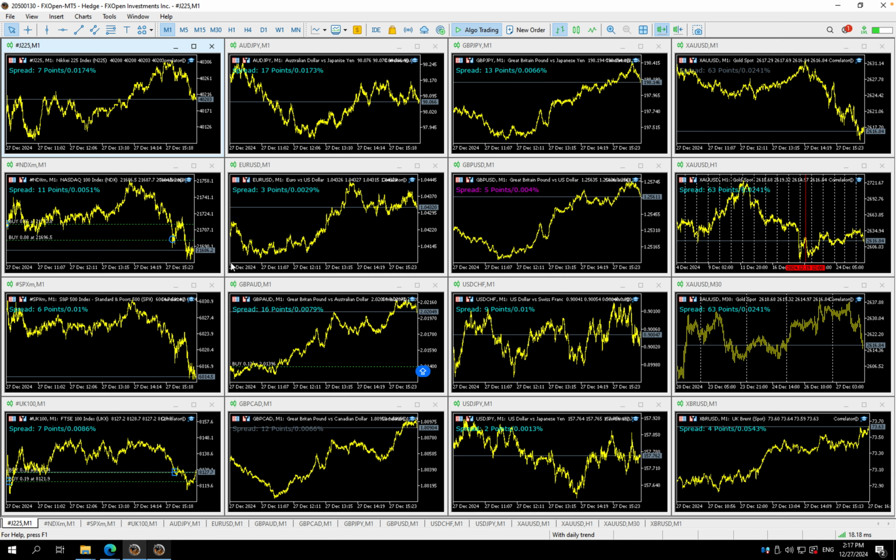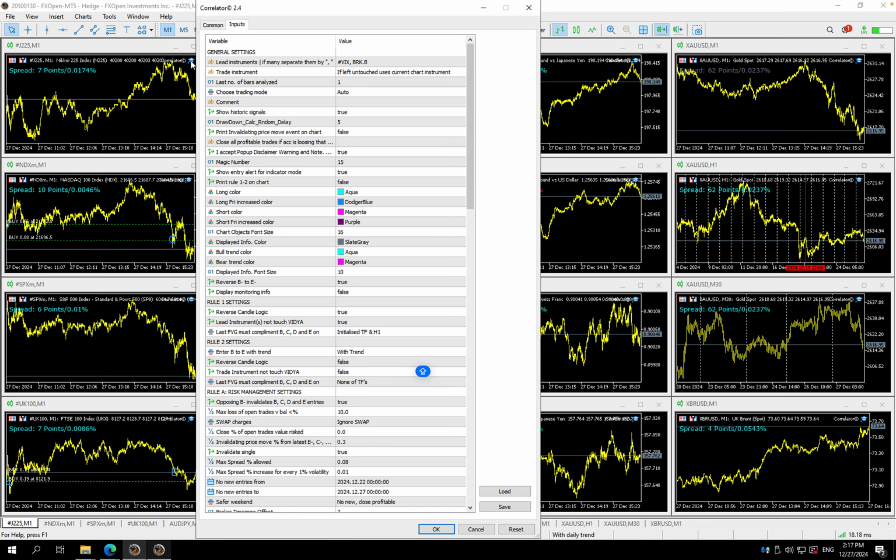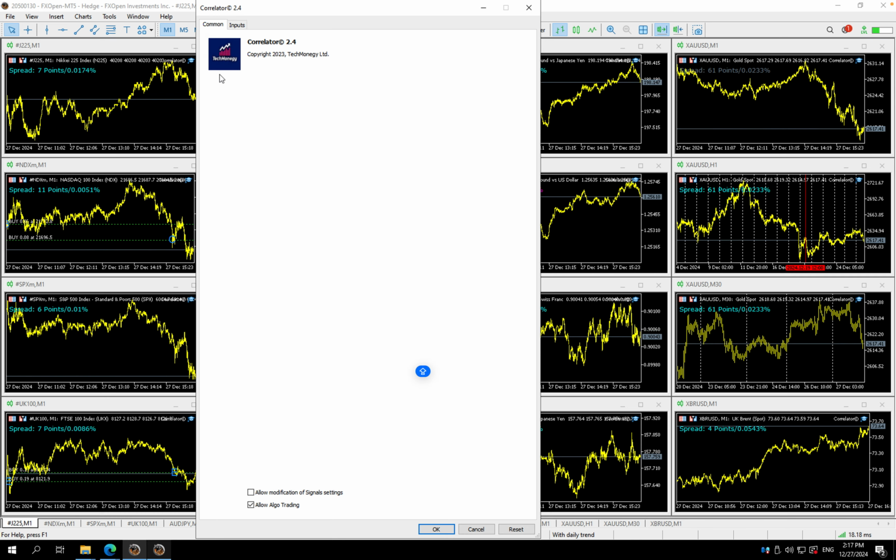To show you a little bit about our EA Correlator. This is version 2.4. It's created and belongs to Technology Limited. So you can find out more about us on the website at technology.com.